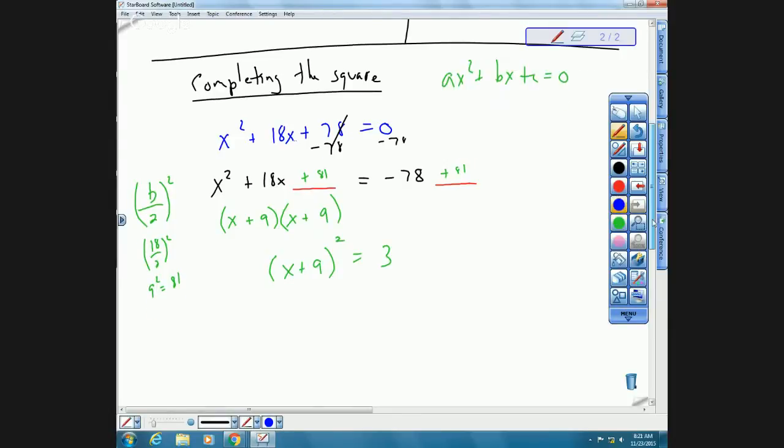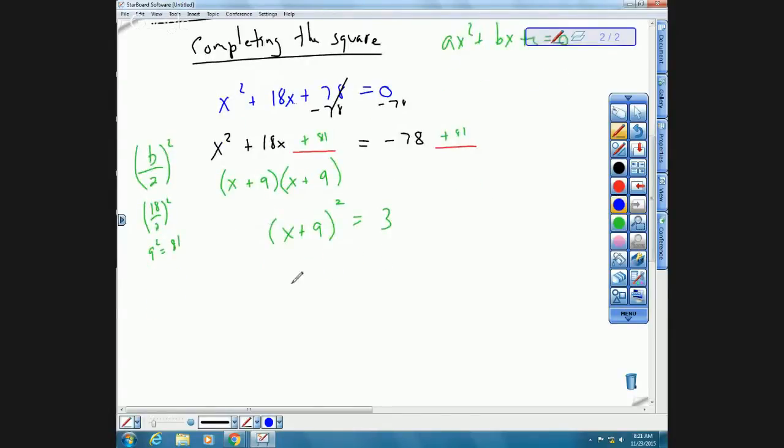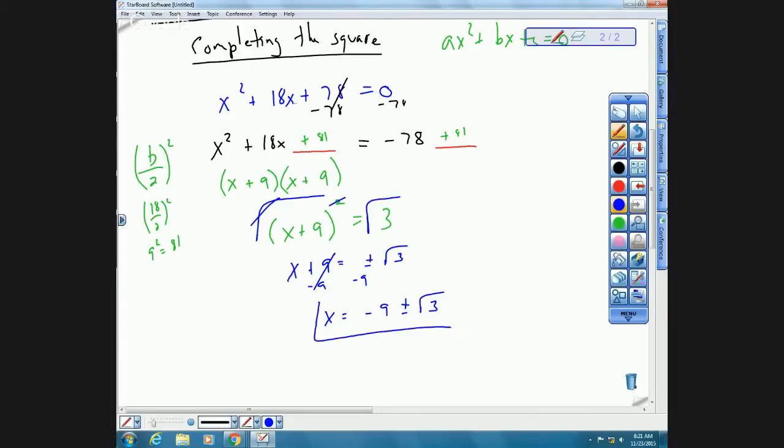Well, now this is just like a problem we were doing a second ago. You have something squared equals a number, so you take the square root of both sides. So you get x plus 9 equals plus or minus the square root of 3. And then subtract 9 from both sides, so you get x equals negative 9 plus or minus the square root of 3. And you can tell this one would not be factorable because there's no way I could get a square root if I was factoring.